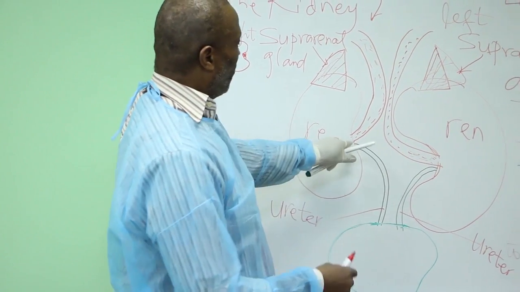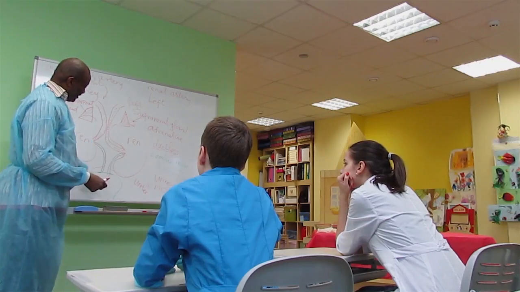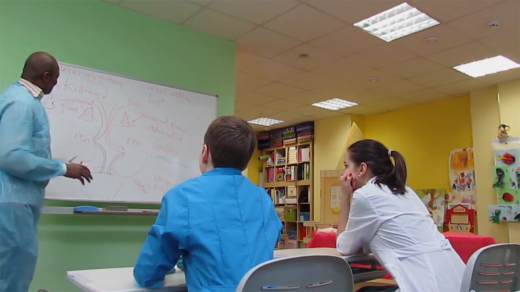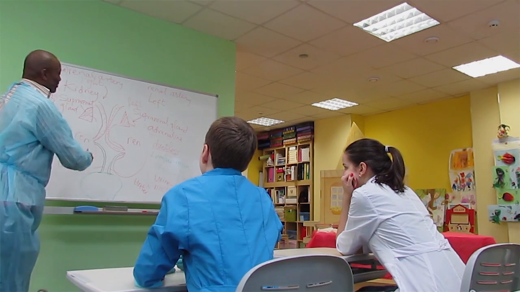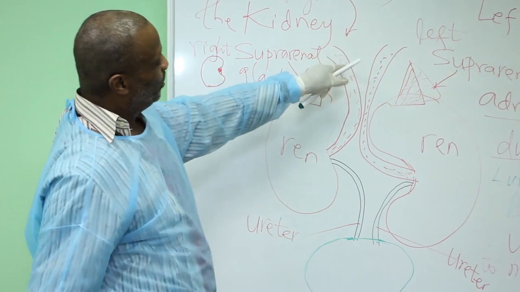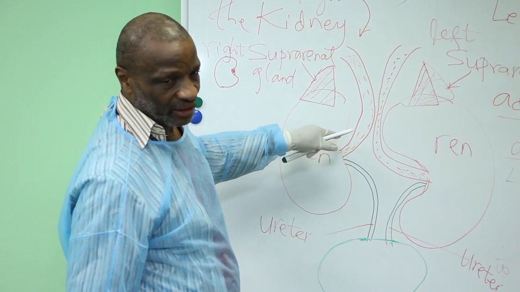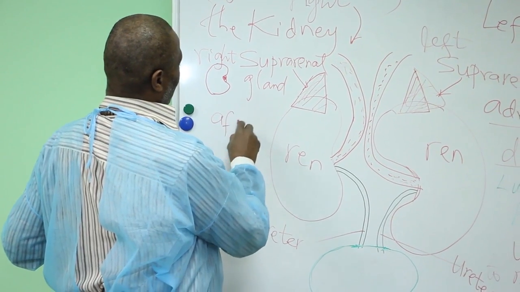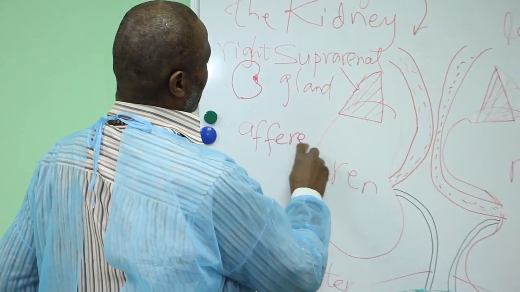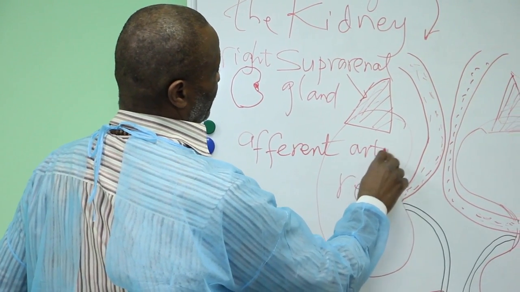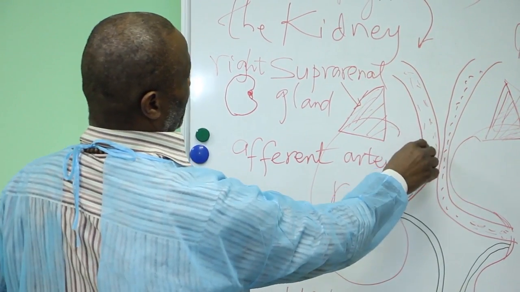Then water passes from here, here. This is, what do you think? Let's reason. This is the kidney. First, blood comes here through the afferent blood vessel. Afferent. Artery. This one here.